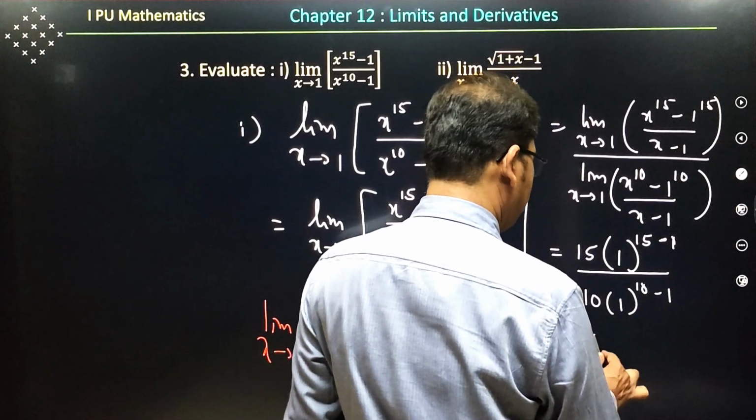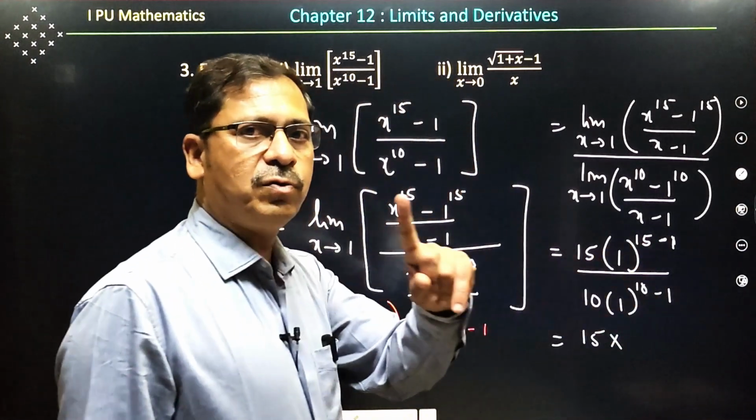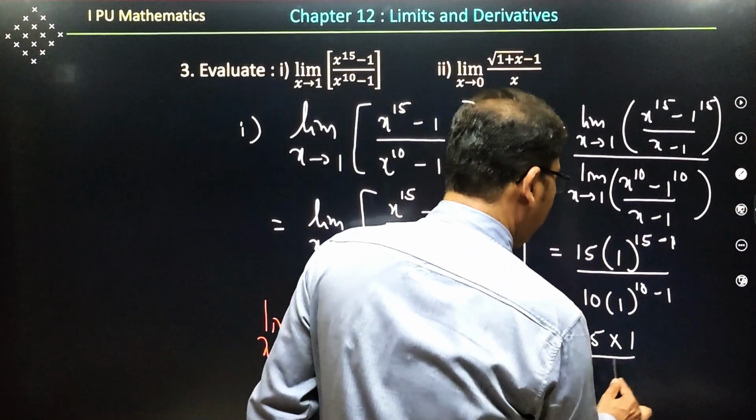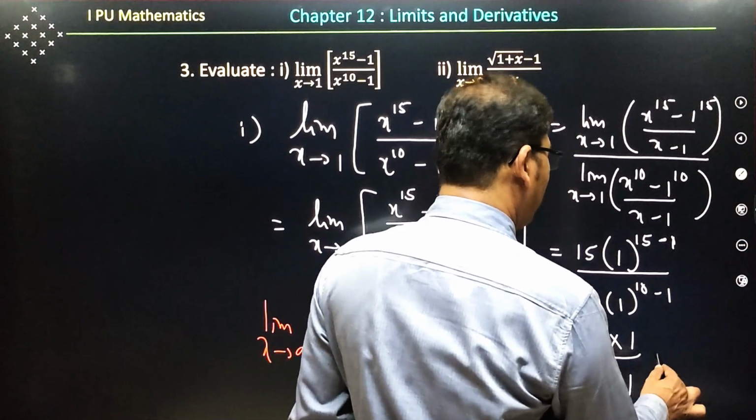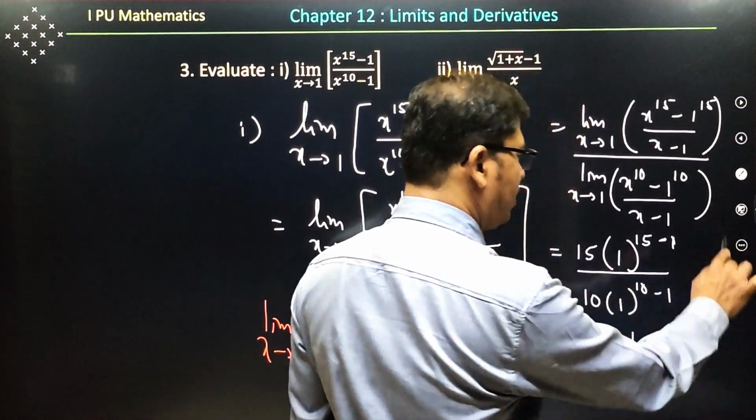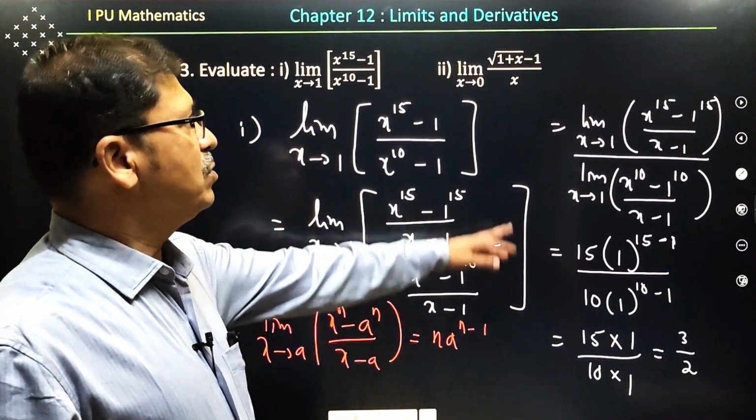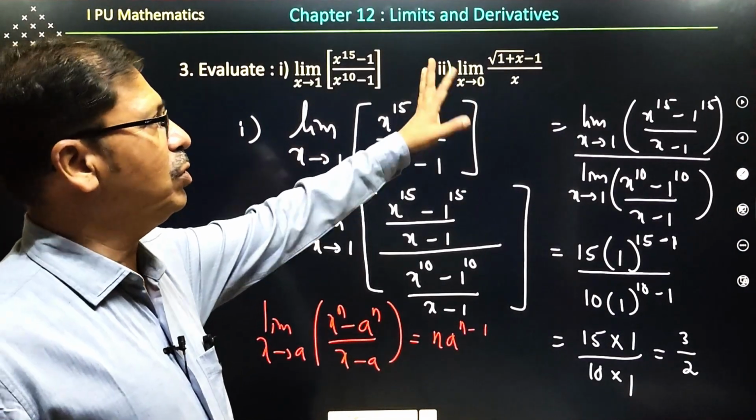So 15 as it is. 1 to the power 14, which is 1 only. This is 10 into again 1. Then what? 5 3s are 15, 5 2s are 10, so 3 by 2 is the answer. That's all. So this one I have done at the beginning. I don't want to repeat it.